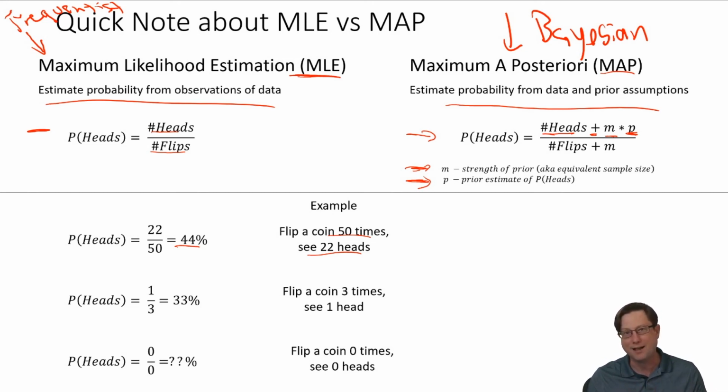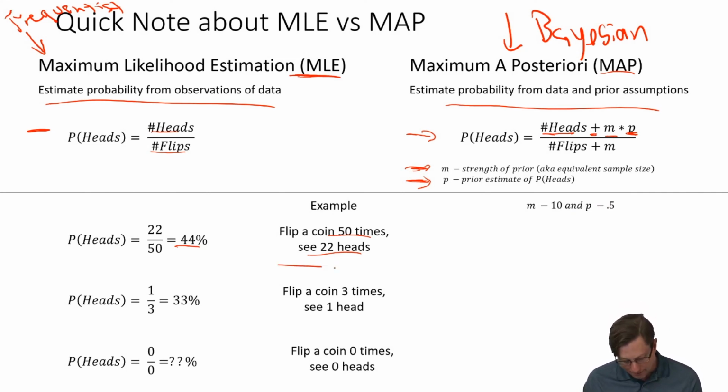But that's the strength of my conviction. So if we said we have a prior with strength 10, equivalent sample size of 10, that any coin you show me is a fair coin. Like, I don't think I've ever really seen a biased coin. I don't think that's a real thing. Maybe my M would be higher. But for this example, we'll use an M of 10.